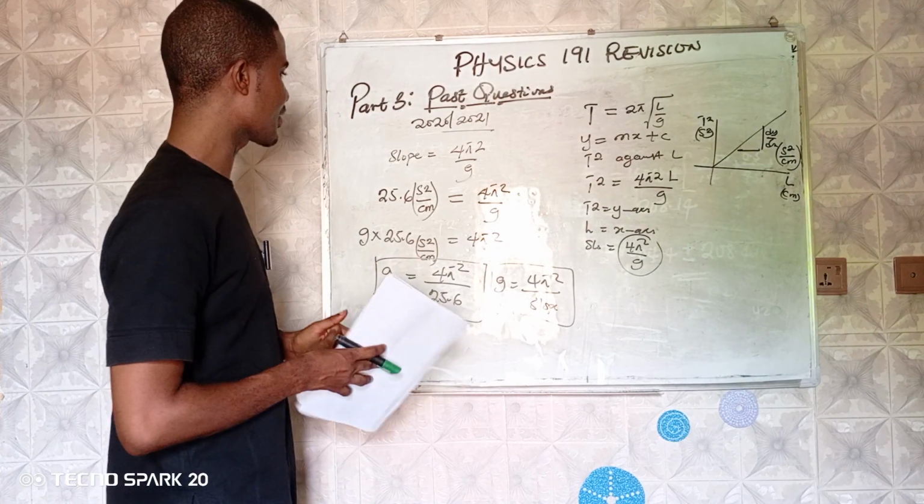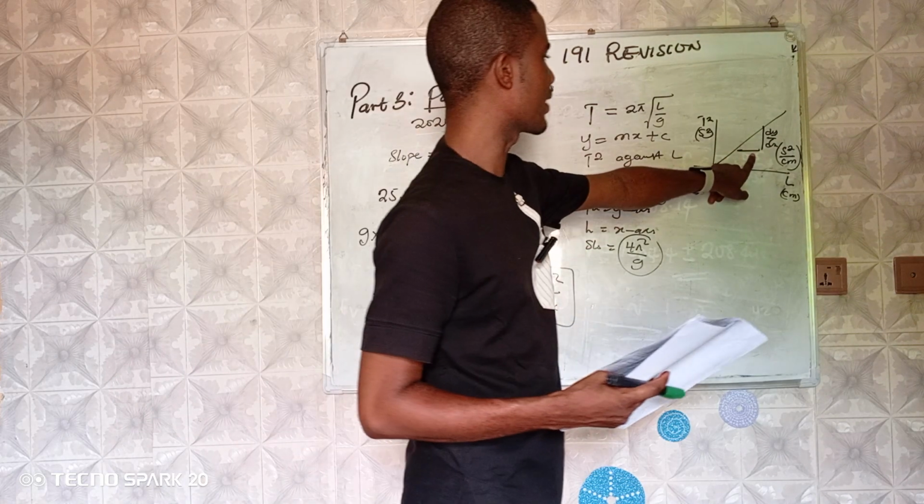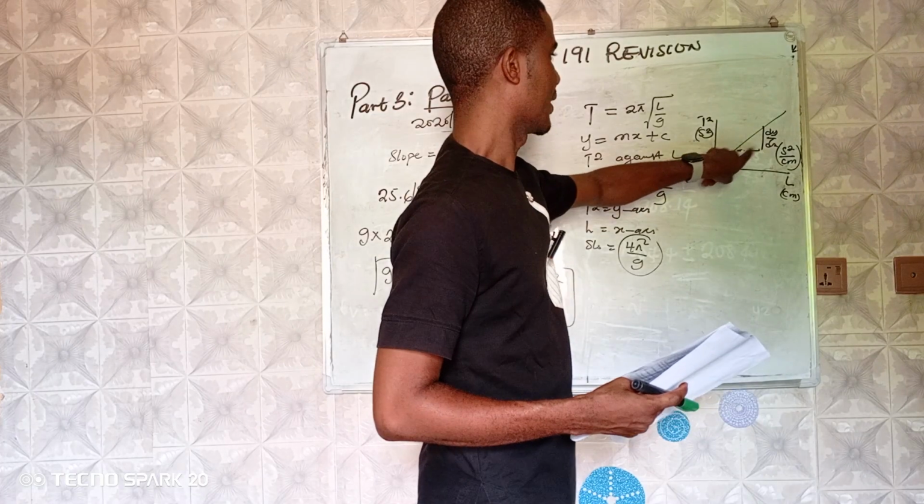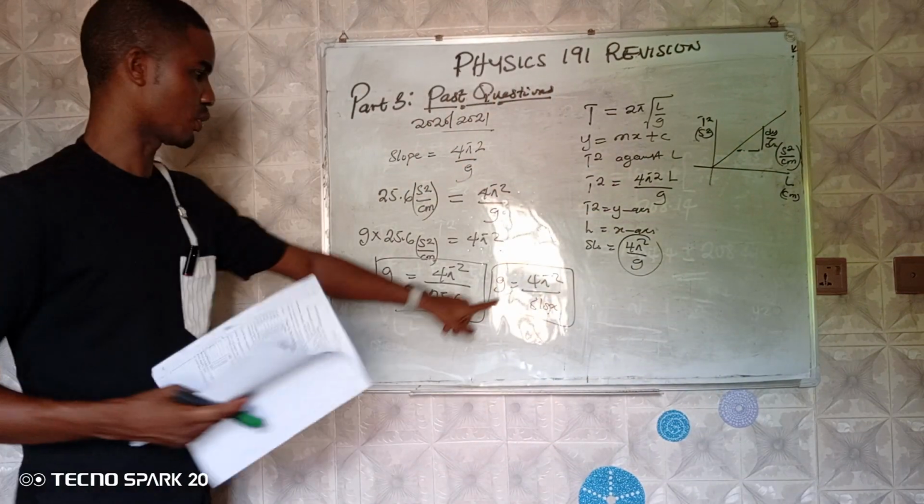Sometimes they can ask you, what is the physical interpretation of the slope here? The physical interpretation of this slope here is acceleration due to gravity.